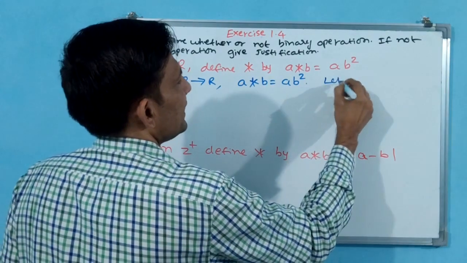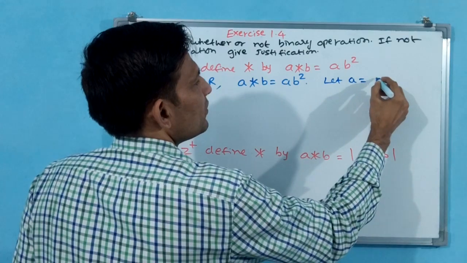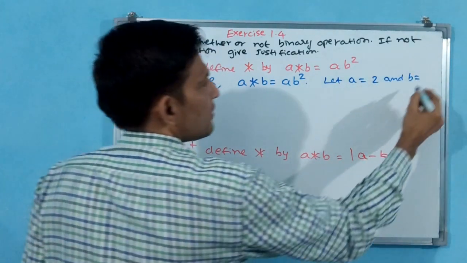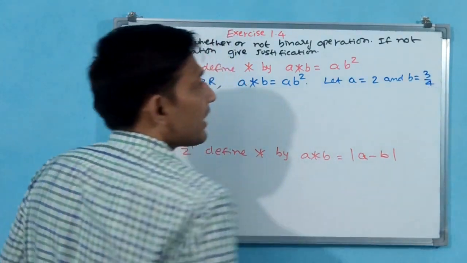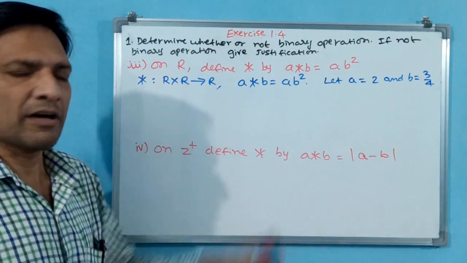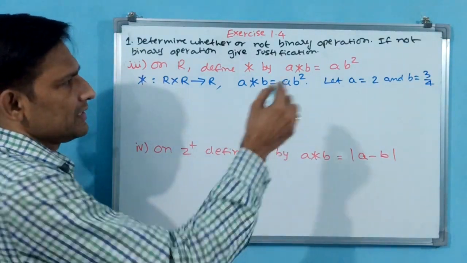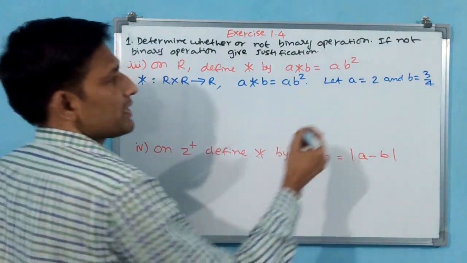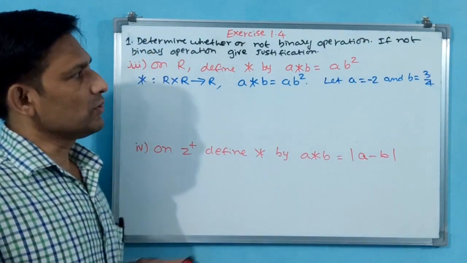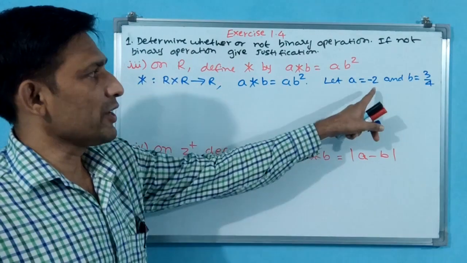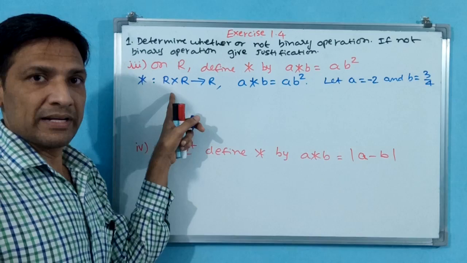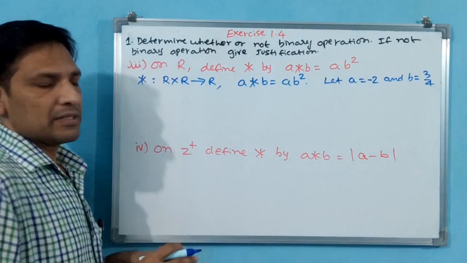Okay. Let A is equal to 2 and B is equal to 3 by 4. Why have I taken this? See, simple numbers. Why do we take normal numbers, rational numbers also? Even you can take minus also. Let A is equal to -2 and B is equal to 3 by 4. Why? Because see, negative integer and rational number both are there. Both will come under real number. In real number all of them are there.